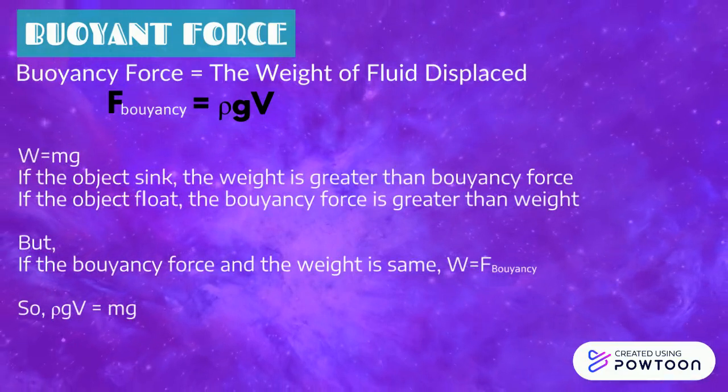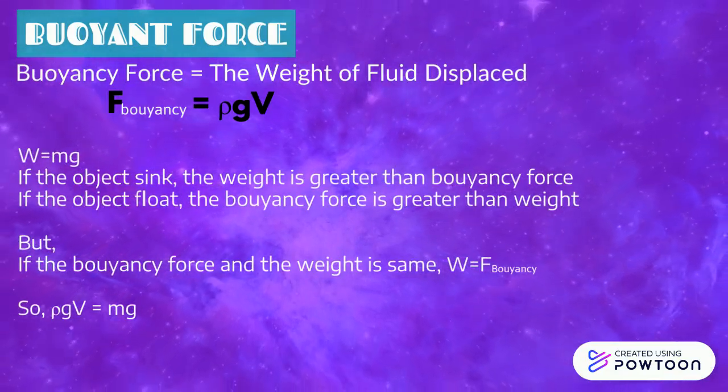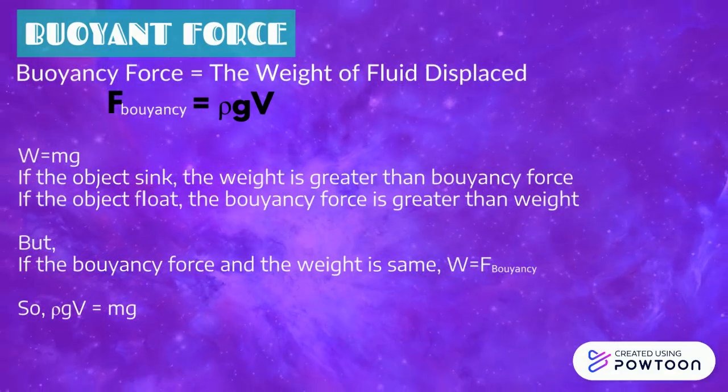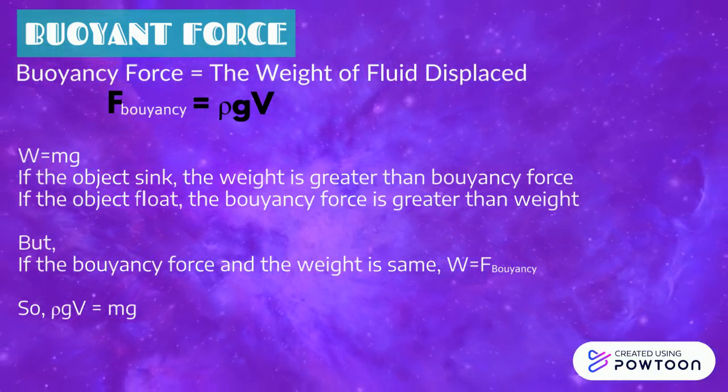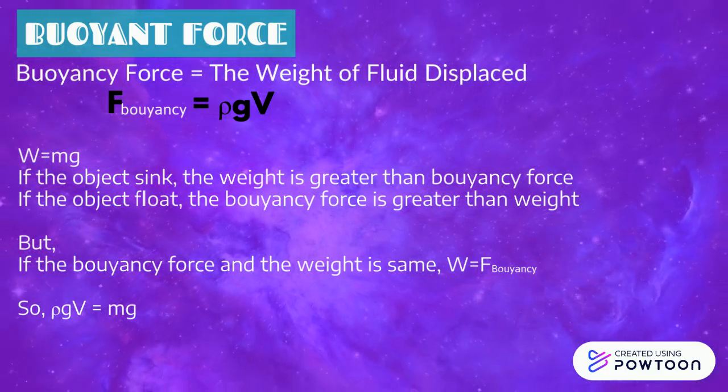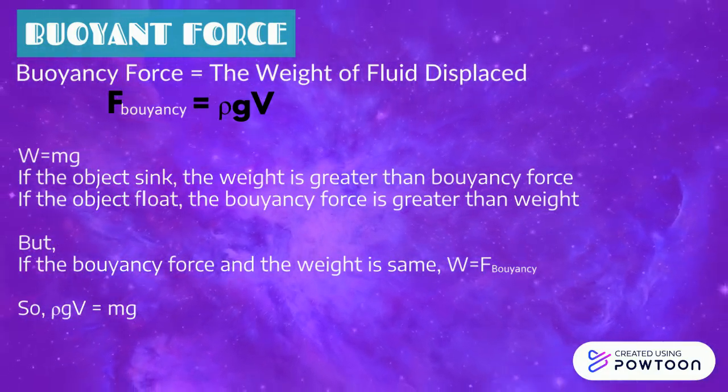If the object sinks, the weight is greater than the buoyancy force. If the object floats, the buoyancy force is greater than the weight. But if the buoyancy force and the weight are the same, which is weight equal to buoyancy force, we get a new equation, that is rho gV equal to mg.